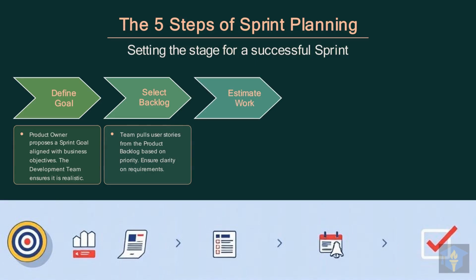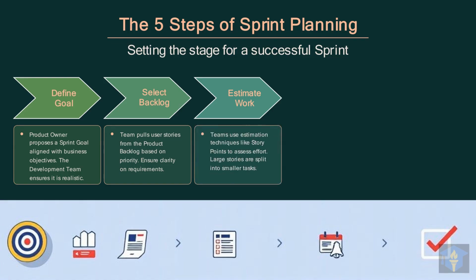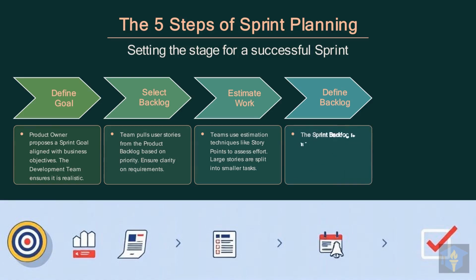Then, estimate the work using techniques like story points to assess effort, splitting large stories into smaller, manageable tasks. The fourth step is to finalize the sprint backlog, listing all committed work and assigning tasks based on team availability.